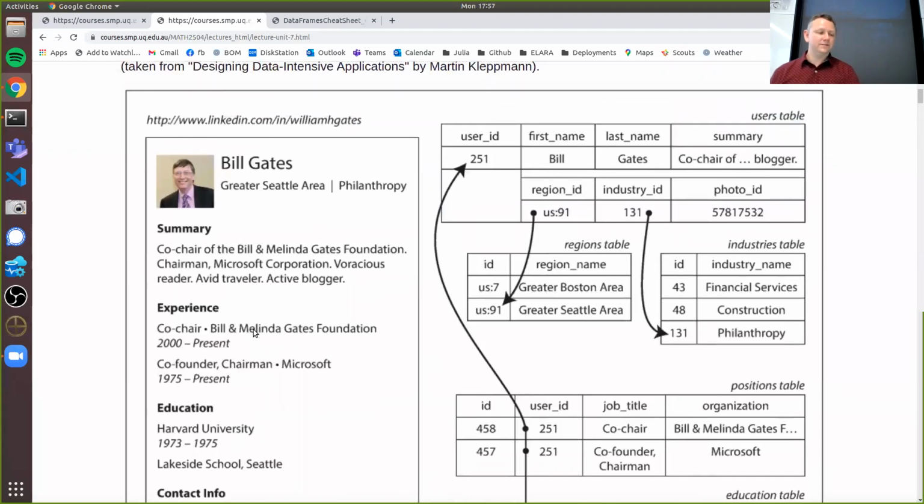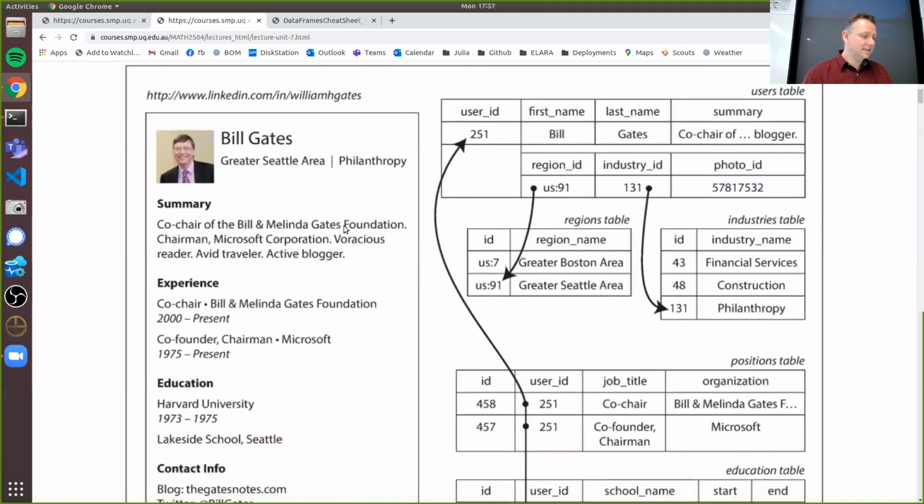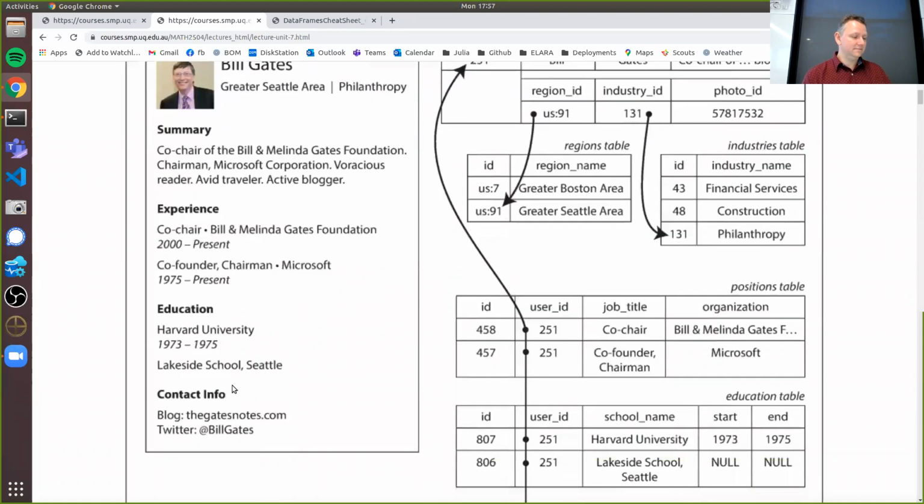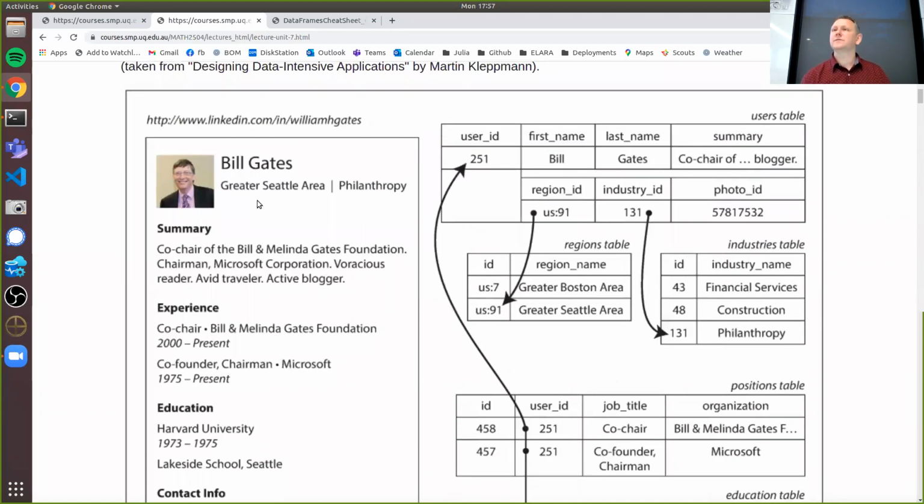The way you would store this in a relational database is that each part of this would come from different tables or different relations. So for example, there might be a table just for the users. Each user might have an ID, a first name, a last name. This summary here, that the user probably enters themselves, could be a column of free-form text.